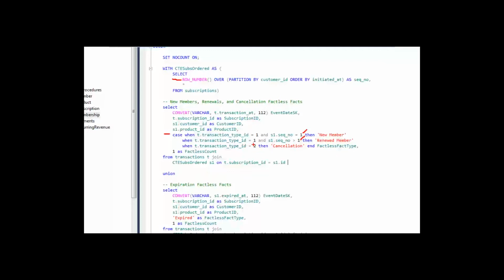Now, if you remember me saying, for the transaction type ID, the 1s are payments and the 2s are cancellations. So this column of factless fact type is going to be key in order for my ETL to understand what to count as a new member, renewed member, and a cancellation. But there's actually one more case that I haven't talked about, and that's what I'm unioning down here.